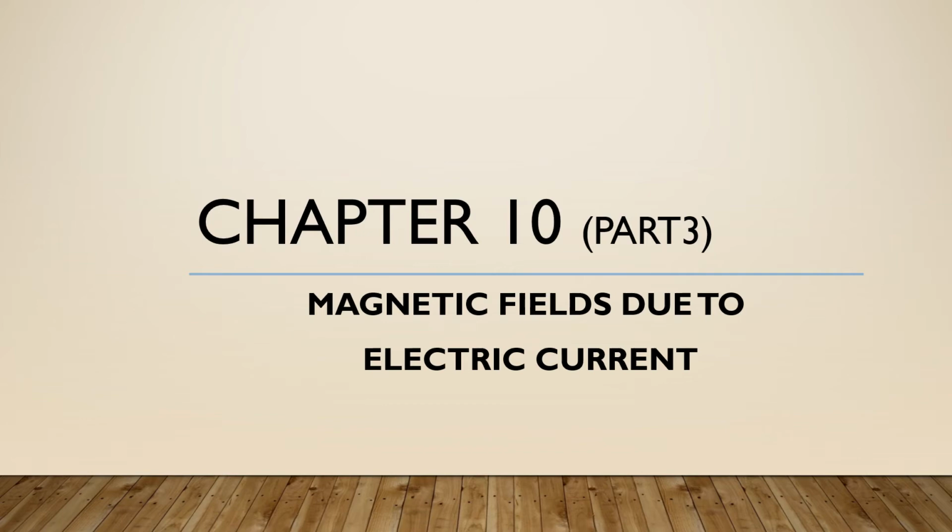Hello students, in this part we'll be studying about the torque acting on a current carrying loop placed in the uniform magnetic field, the principal arrangement and working of a moving coil galvanometer, and the electrostatic analog of magnetism.